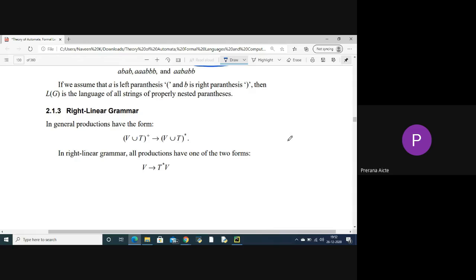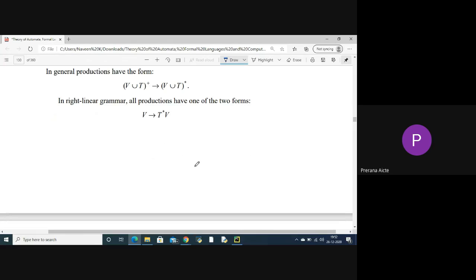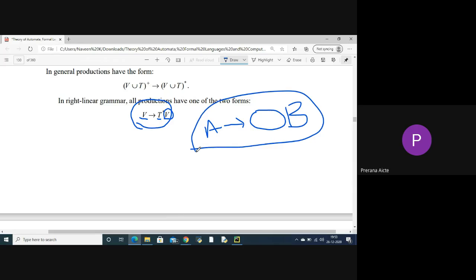Coming to right linear and left linear grammar, if the production is in the form of V tends to T star V, where V is a non-terminal symbol, a capital symbol, that is, if a production is in the form of a capital symbol tends to any possibility of small symbols ending with a capital symbol, like B, then this type of production is nothing but a linear grammar.